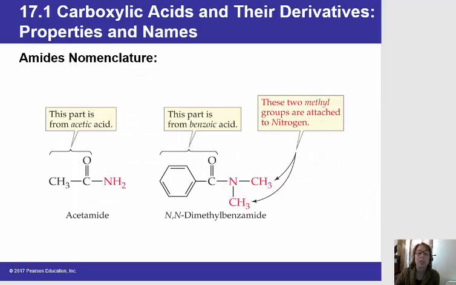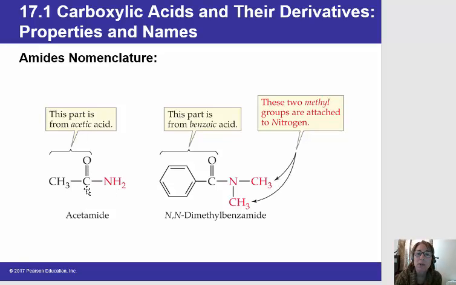So let's just take a look at some examples. What do I mean by that? Well, on the far left we have acetamide. So let's look at how we got that name. First, we notice that it is a primary amide. Those are the easiest to name.